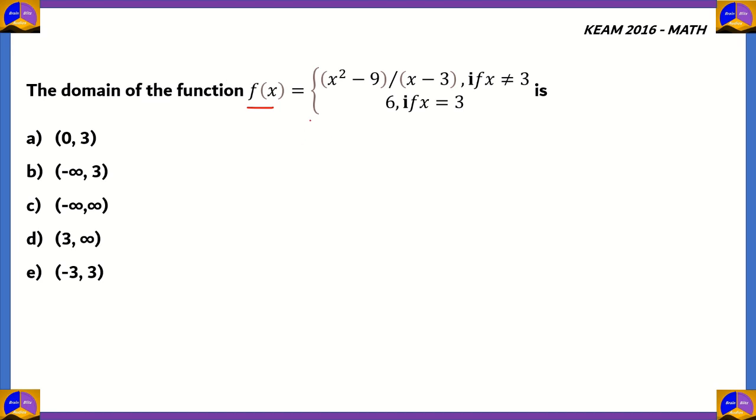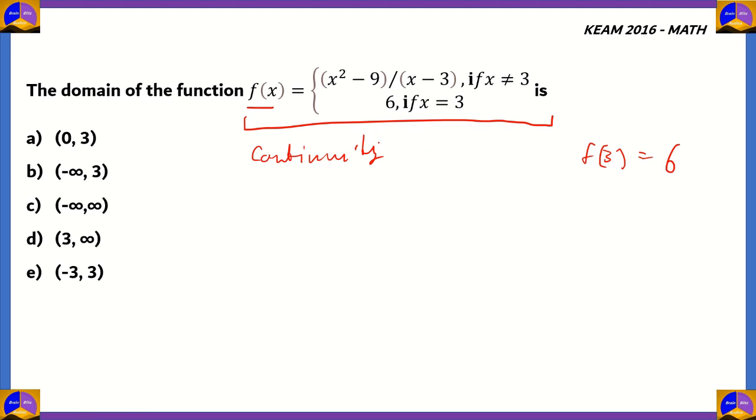So how do we solve this question? You can see that the function has 2 parts. If x is equal to 3, the value of the function is 6. So f of 3 equals 6. Also, if x is not equal to 3, then the value of f of x is determined by x squared minus 9 divided by x minus 3. This is a function that we usually find in questions on continuity. So what we essentially want to find out is whether the function here is continuous.